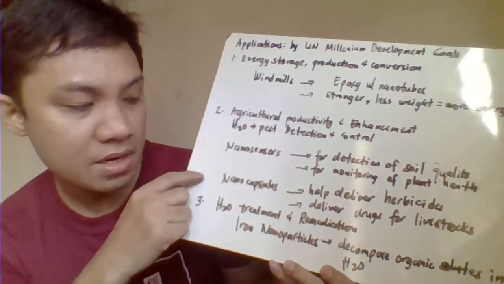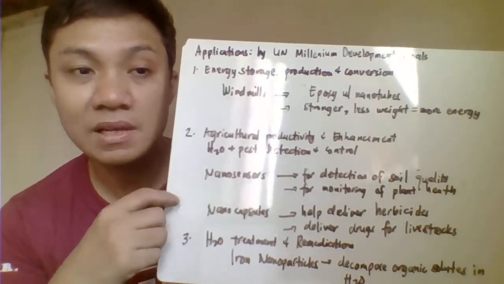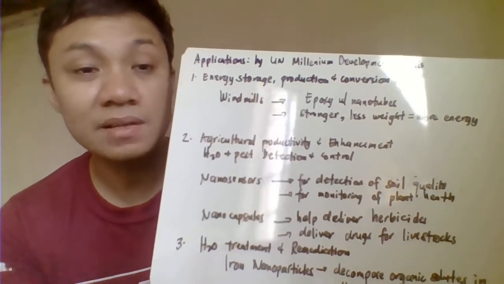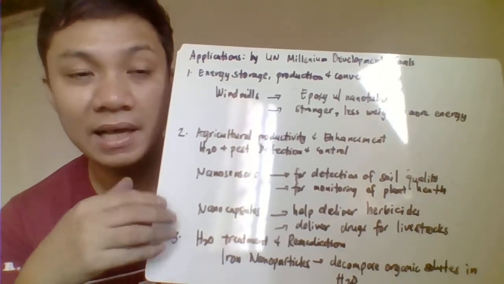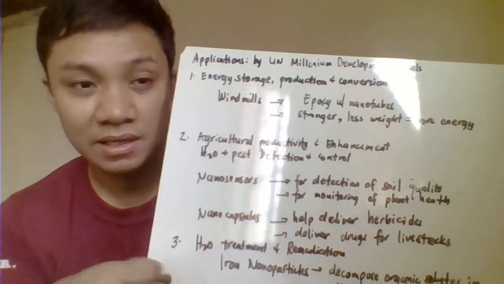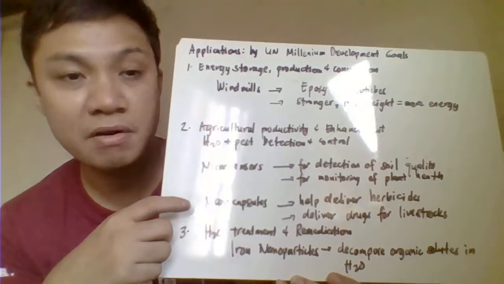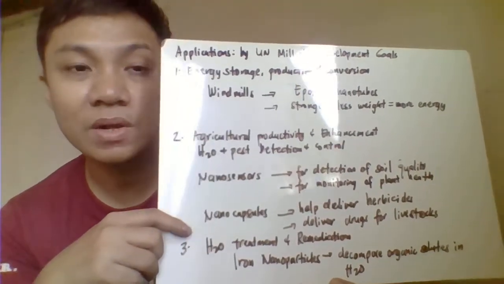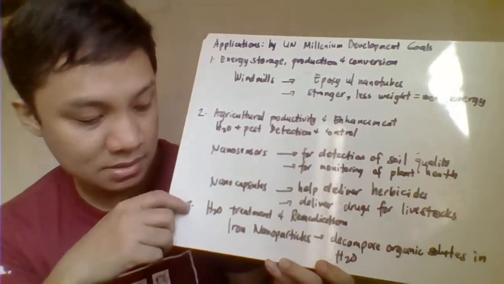Another one, we have also the nanocapsules. It's a capsule that will help the farmers deliver the herbicide to the plant. That enables them to easily administer the herbicides. At the same time, it would also be delivered homogeneously, not just a little for some and a lot for others. So that will help for the increased production of the crops. And it also helps to deliver drugs for the livestock or animals, the poultry products.